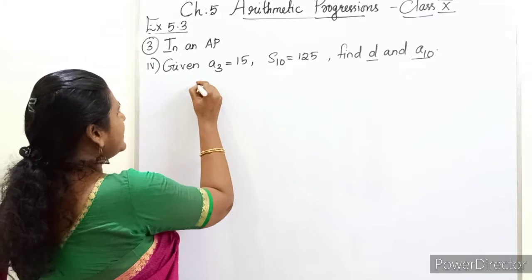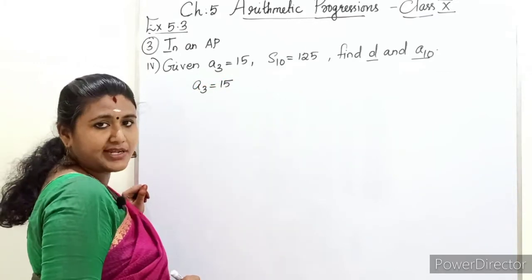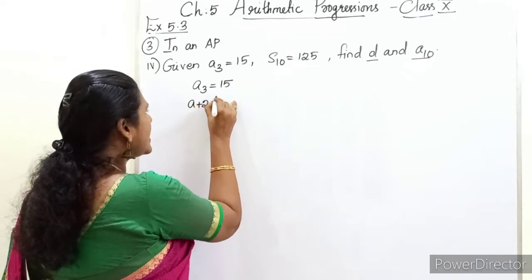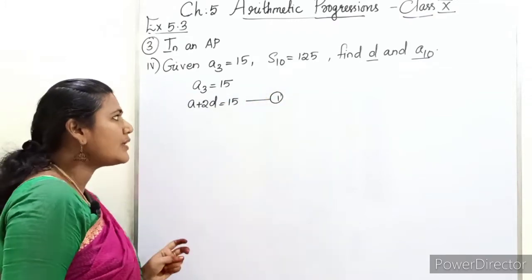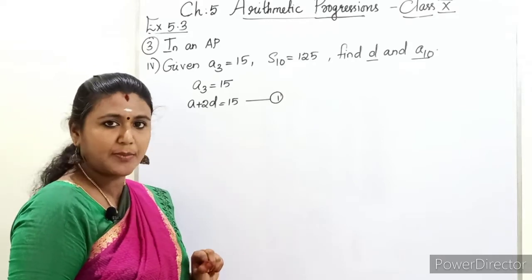So first we will take the first value, that is A3 is equal to 15. So what is the formula for A3? A plus 2D is equal to 15. So this is the first equation, because we don't have the A and D values. So this we will name as equation number 1.